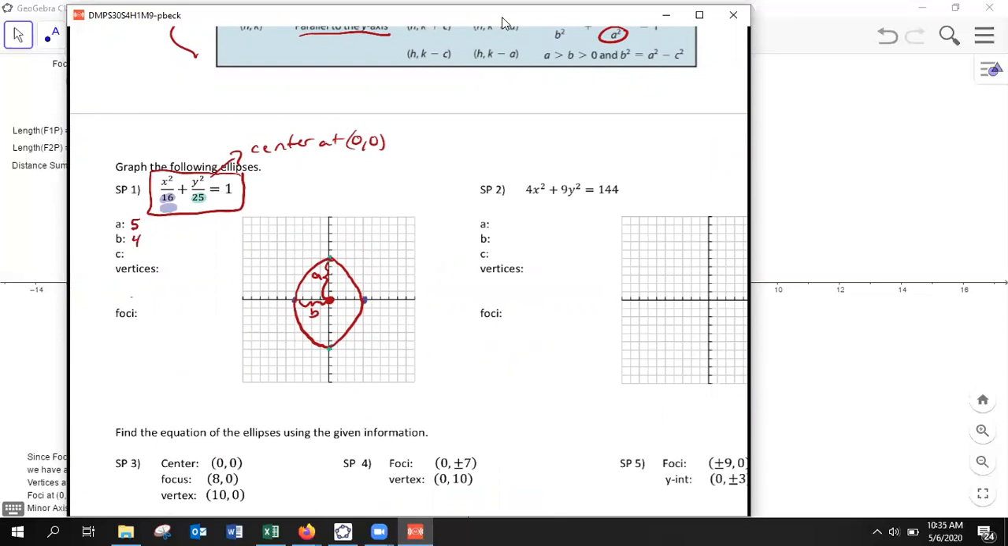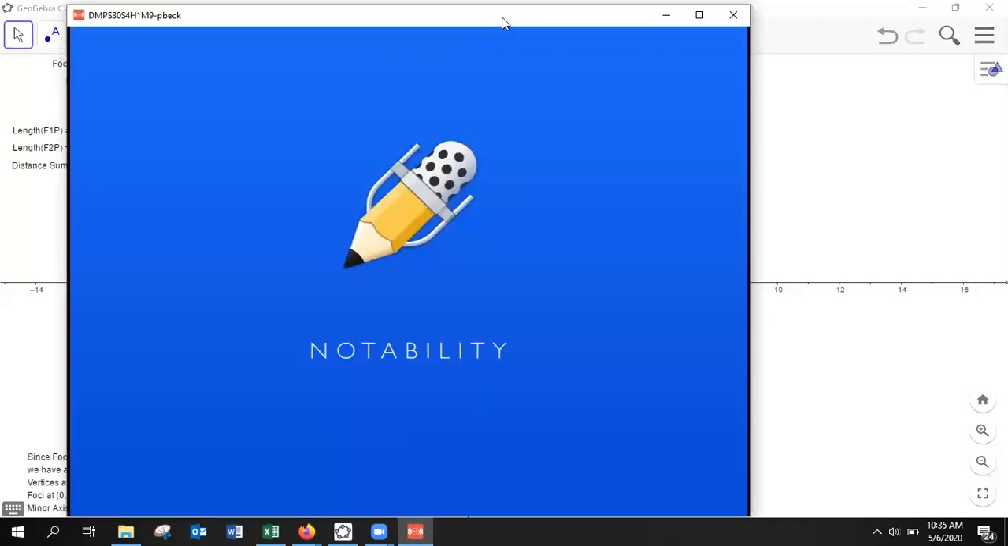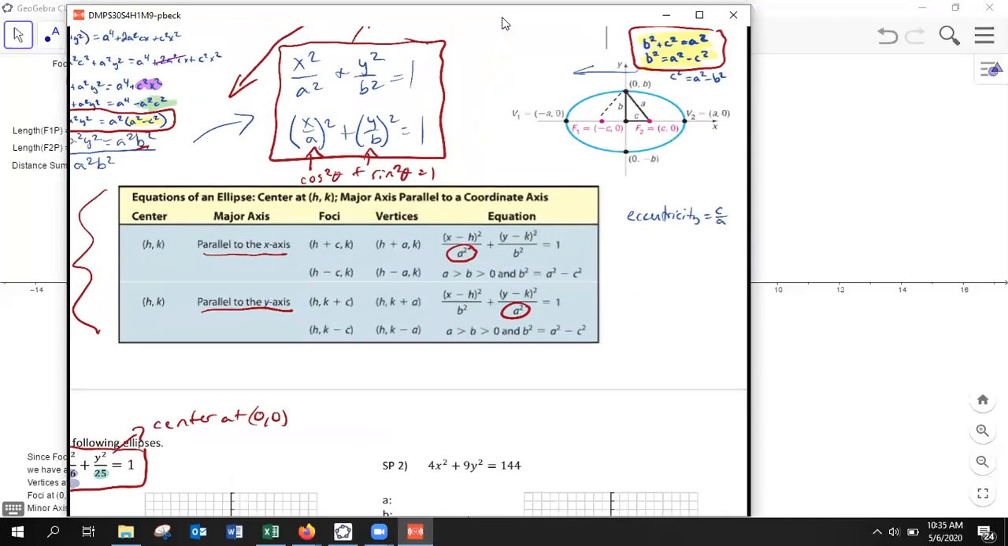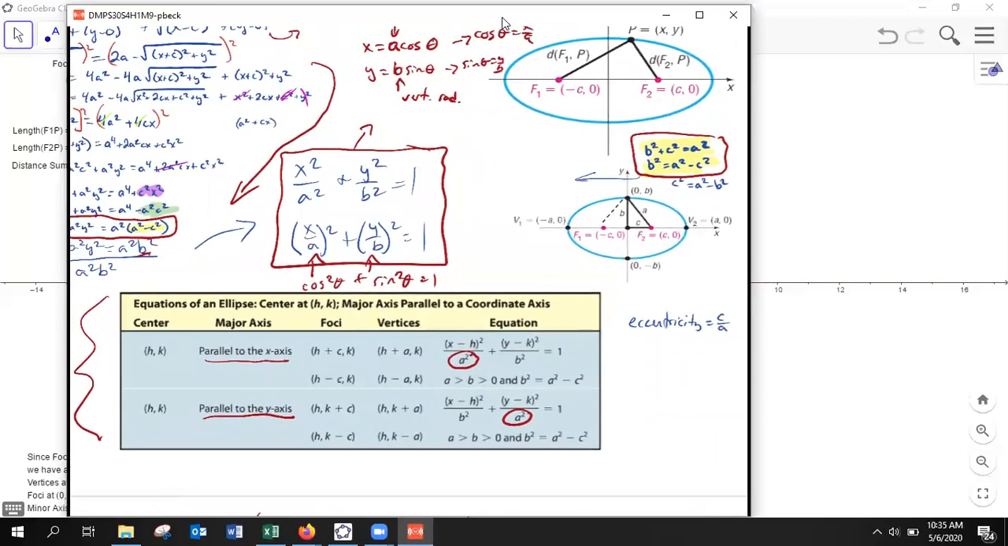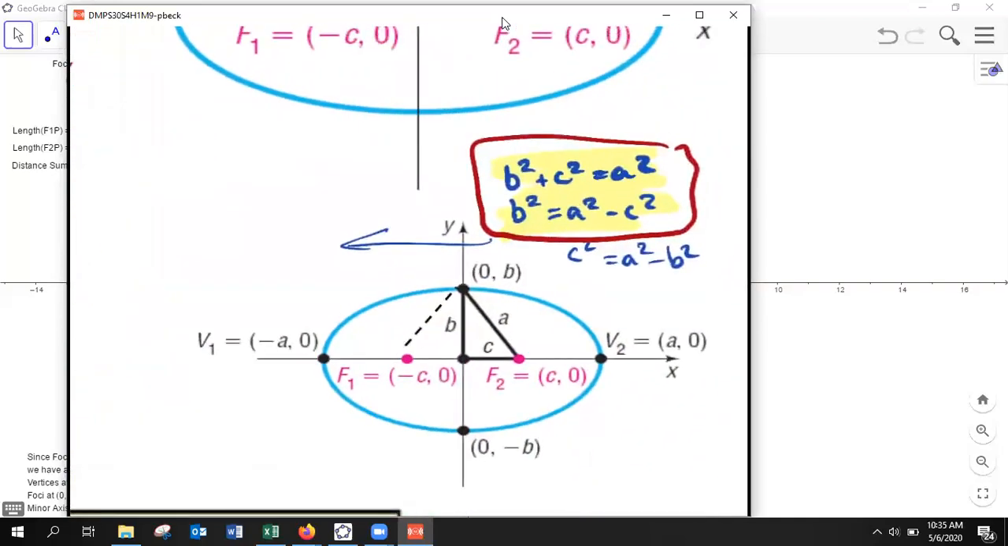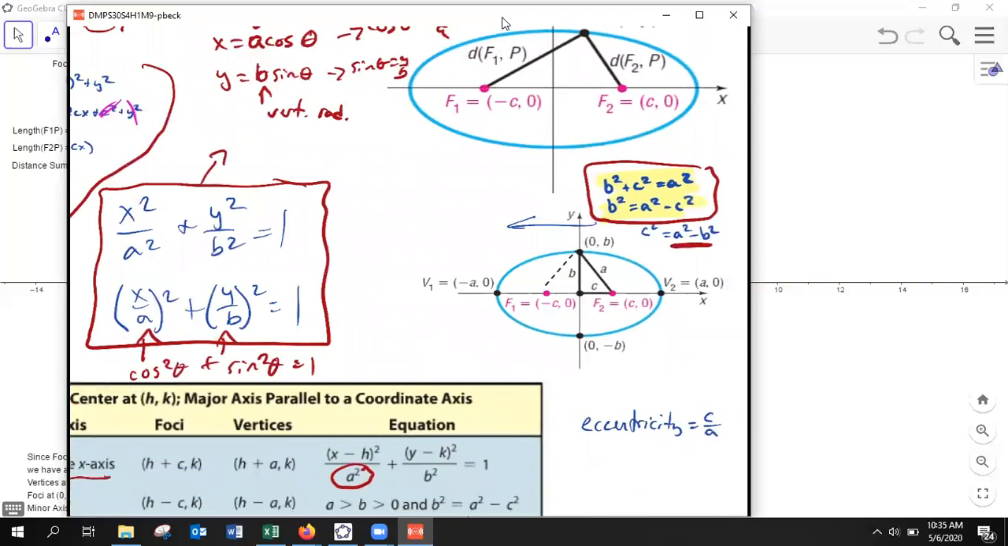Now, why do we care about the major axis being the longer one? Well, if you look at an ellipse, it's really a flattened circle. So knowing which direction we flatten gives us our major axis. And more importantly, if we look at this as a Pythagorean theorem, if A is smaller than B, then C is an imaginary number and we have no foci. So for an ellipse, it's essential that A is going to be bigger than B.